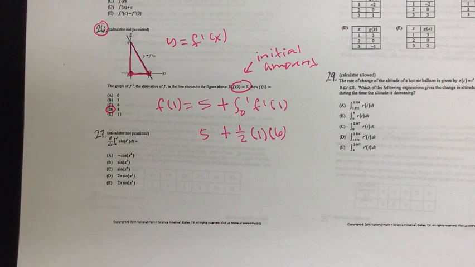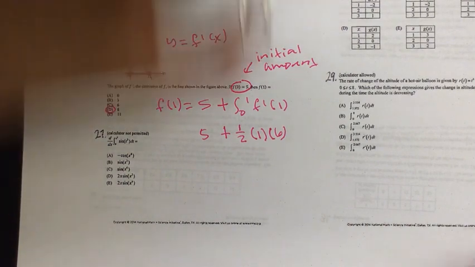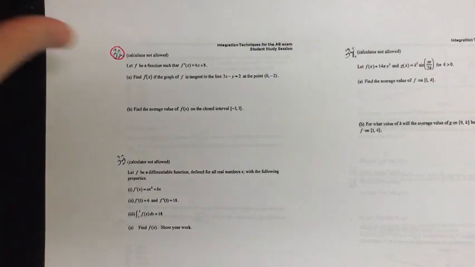All right, let's go to number 32. On number 32, we're going to anti-derive twice. And we're doing that because it's given us double prime, and we want to get to f of x. So here we go. Edith, go ahead and read this one.